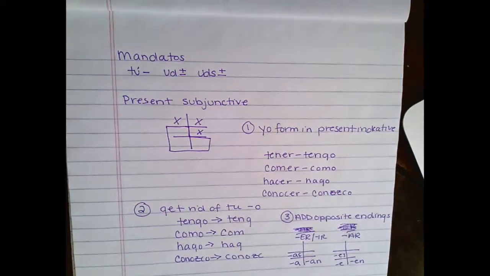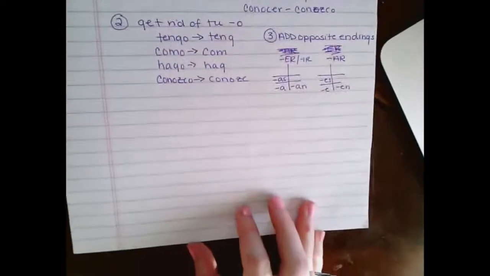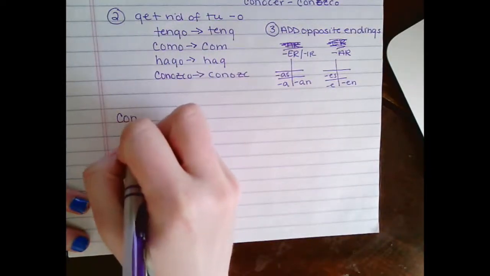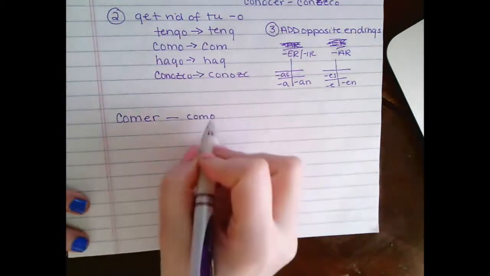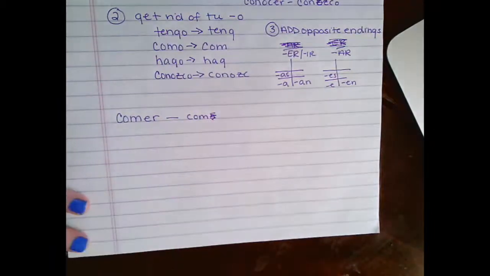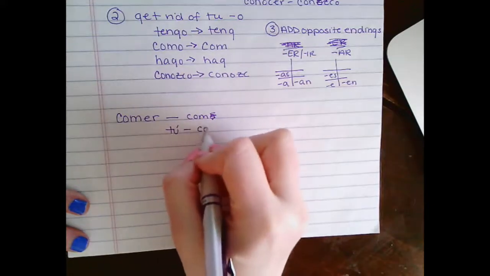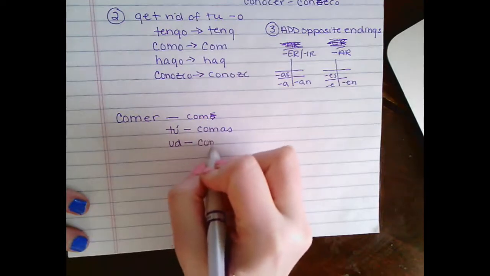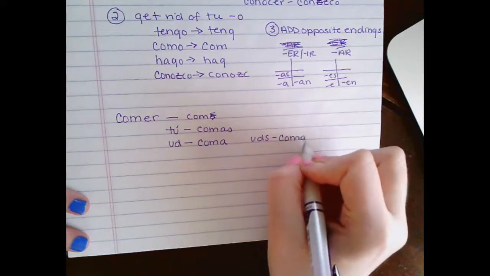So I'm going to use the verb to eat, the verb comer. We know my first step with the verb comer is to form the yo form, which is como, right? I get rid of the o, I'm left with com, and I'm going to add those opposite endings. So the tú form is going to be comas. The usted form is going to turn into coma. And the ustedes form is going to turn into coman.